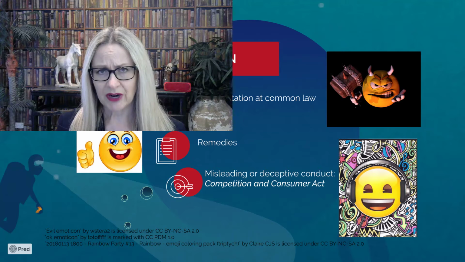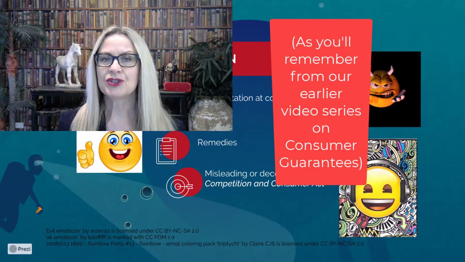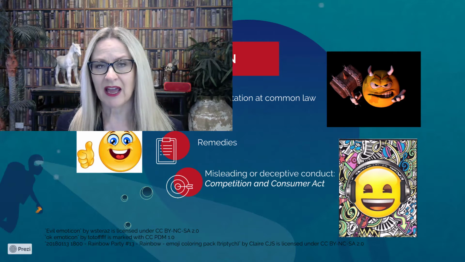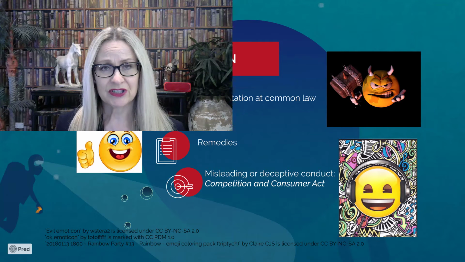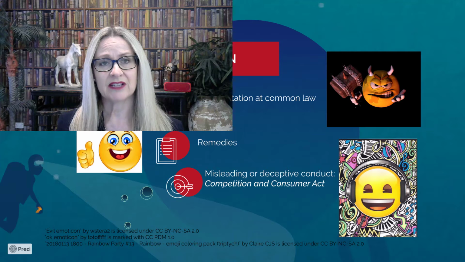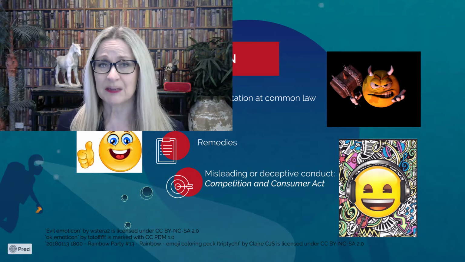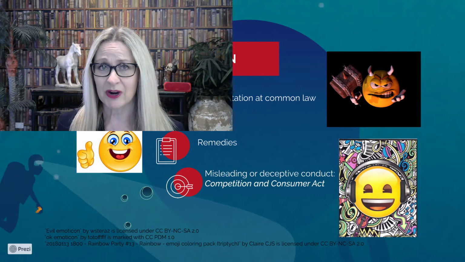Now, that good old Trade Practices Act has morphed in 2010 into what we now know and love as the Competition and Consumer Act. And in that Act, Schedule 2 is the Australian Consumer Law. And in that little schedule, we have Section 18, which deals with misleading or deceptive conduct. And it's a beautiful little provision, very well loved and well used by Australian lawyers everywhere, and no doubt yourselves in due course.